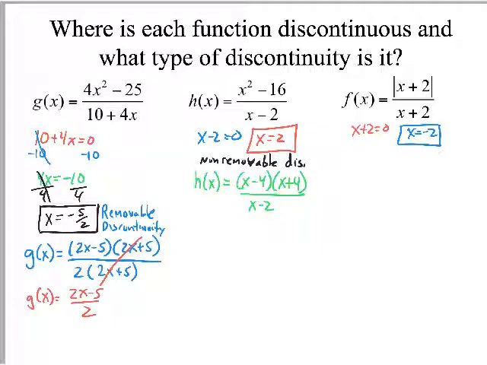Non-removable, the limit does not exist. So let's see what the limit is. So let's check the limit from both sides. Here, to do the limit from both sides, we have to use a numeric process with a table.